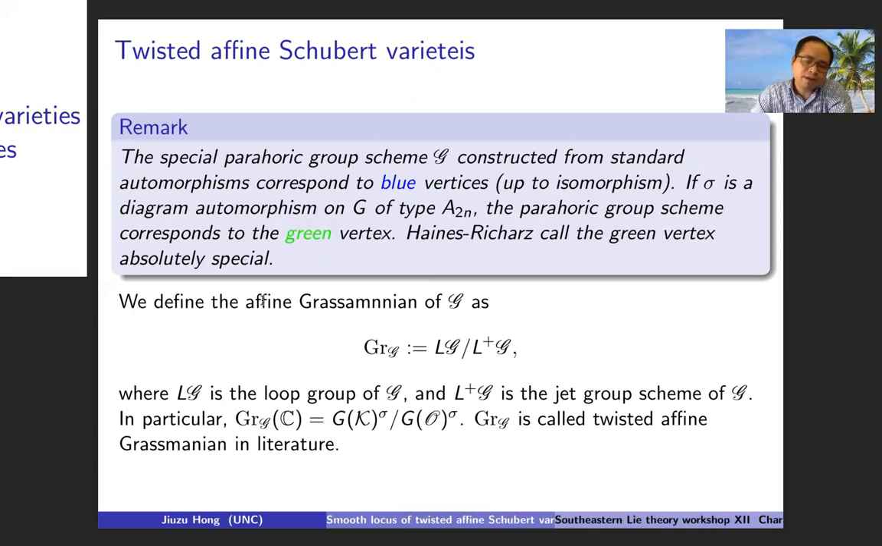Now we can define the affine Grassmannian of this parahoric group scheme as a quotient. This is a loop group scheme, and this is the jet group scheme, and again the quotient is taken in the étale sense. Let's not get into the precise definition. Instead, I can tell what a C point is. If you take C points, you get G(K) sigma quotient by G(O) sigma, and in this sense we can call it the twisted affine Grassmannian.